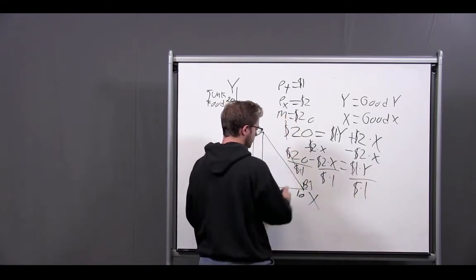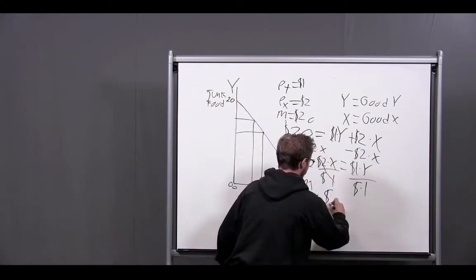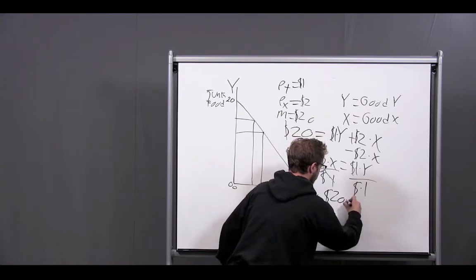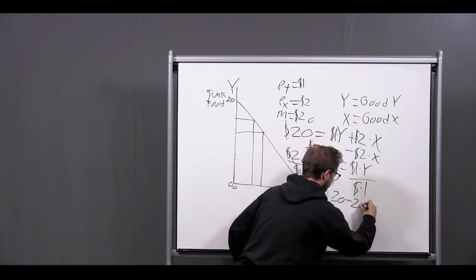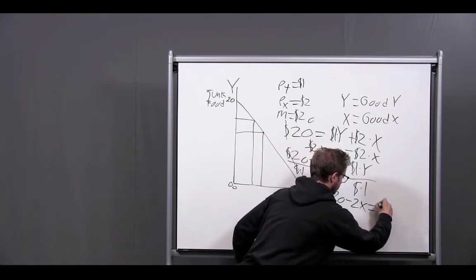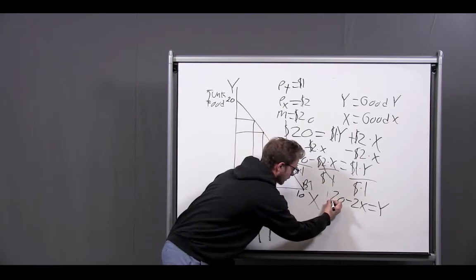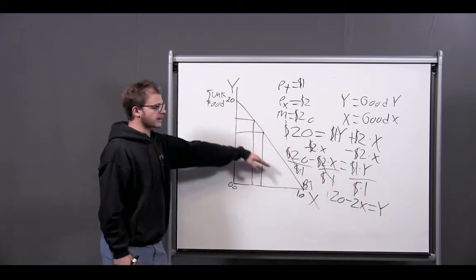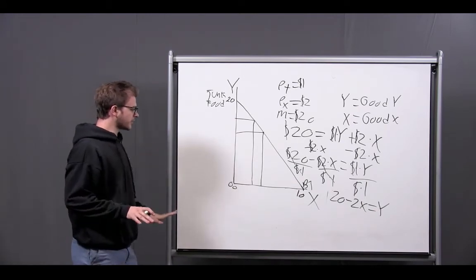I should get the units, and of course 20 divided by 1 is just 20. 2 divided by 1 is just 2. So 20 minus, oops, not dollars, we just canceled the units, 20 minus 2x equals y. So now we have a traditional linear graph that maps to this budget curve. So that's the general idea of the budget.